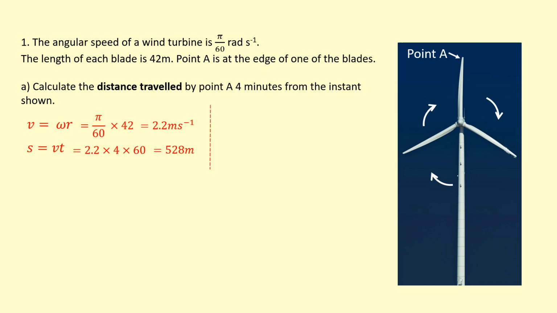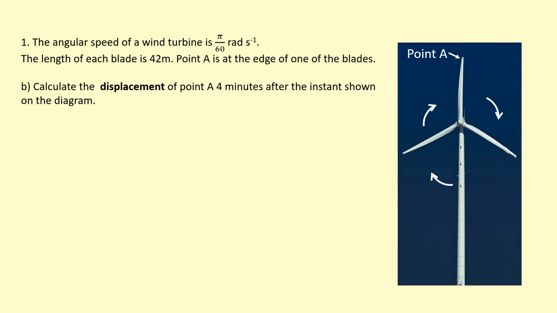Okay, I could have also done this using a different method. I could have figured out the angle it is turned through in 4 minutes. So if I use my omega, which is the angle it turns per second, times 4 times 60 seconds, that gives me the total angle, 4 pi, and then I can use arc length, which is the radius times the angle turned in radians. That gives me the same distance.